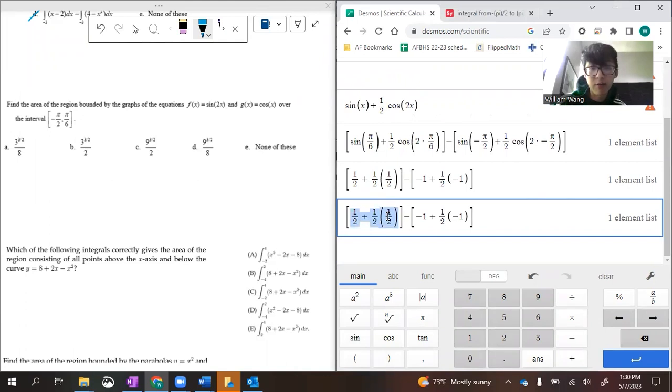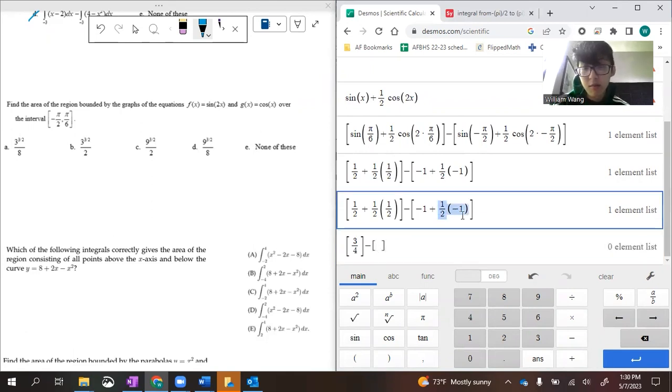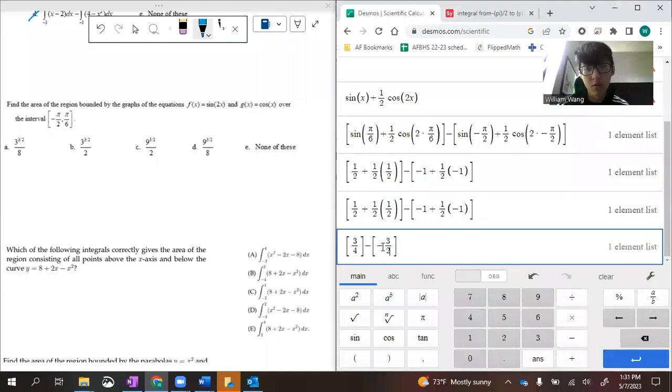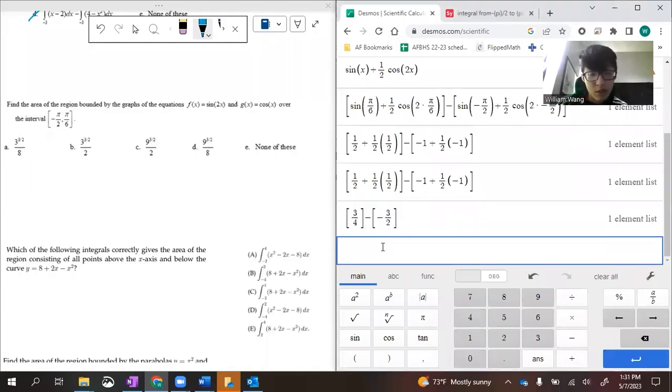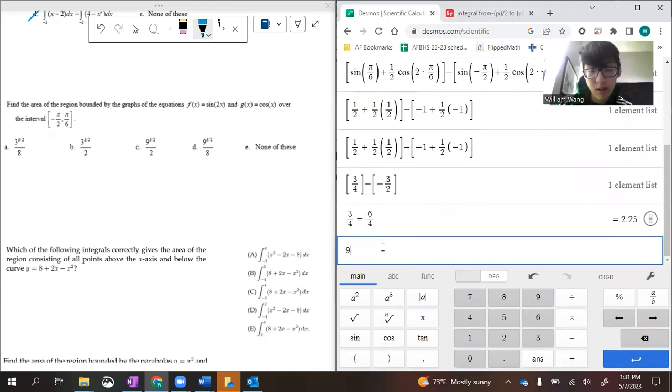So 1/2 plus 1/2 times 1/2, that's 1/2 plus 1/4. So that turns into 3 over 4. Minus -1. So that's minus, I guess, -3 over 2. So it's equal to 3/4 plus 3 over 2. 3 over 2 can be rewritten as 6 over 4. So the answer should be 9 over 4. My answer should be 9 over 4.